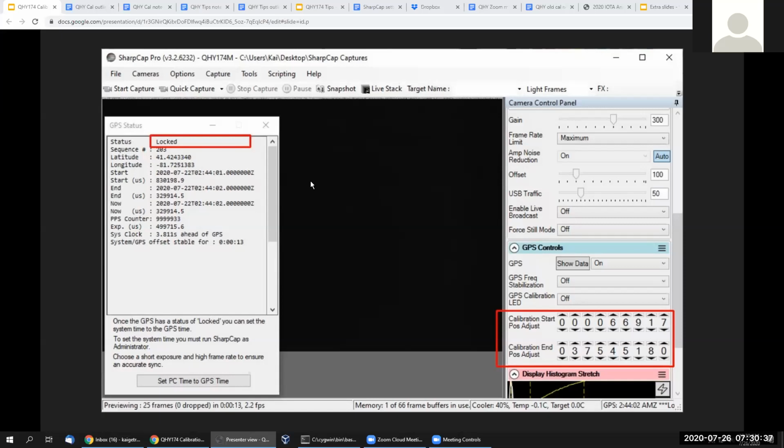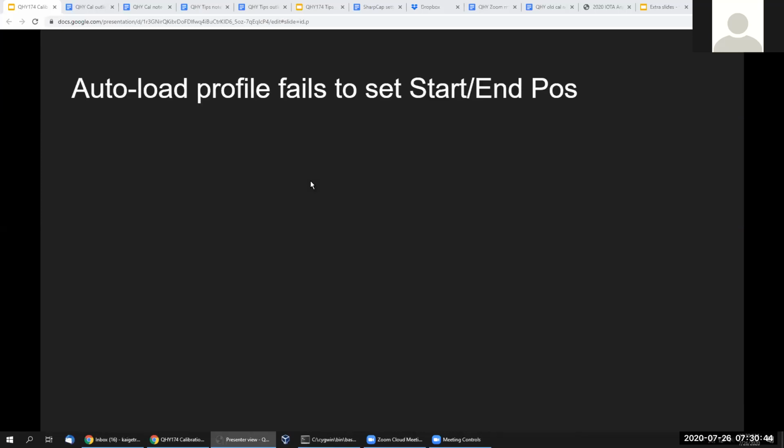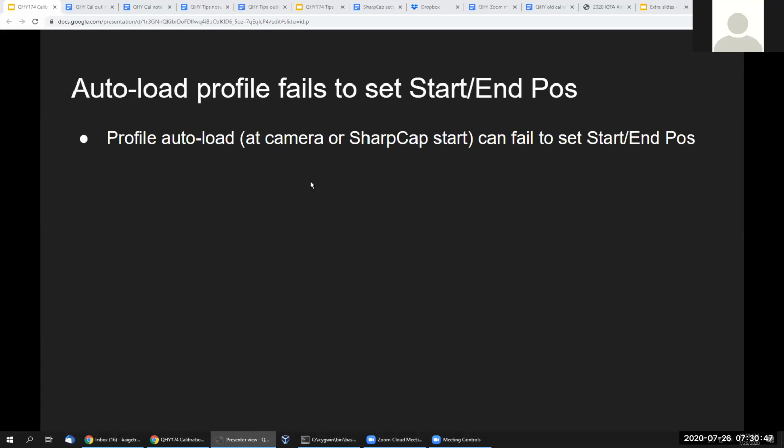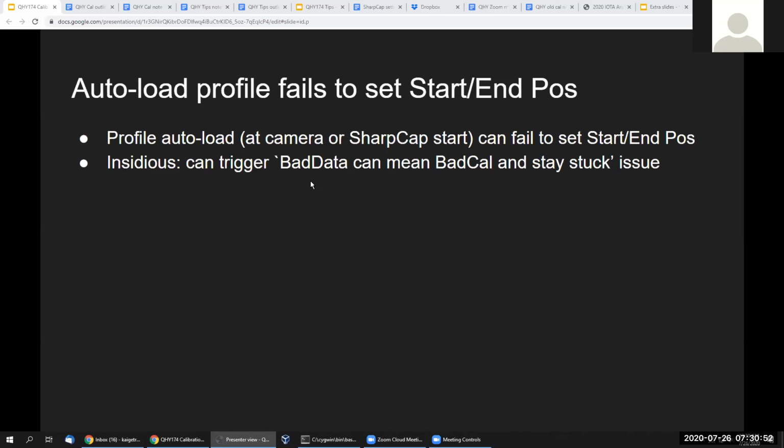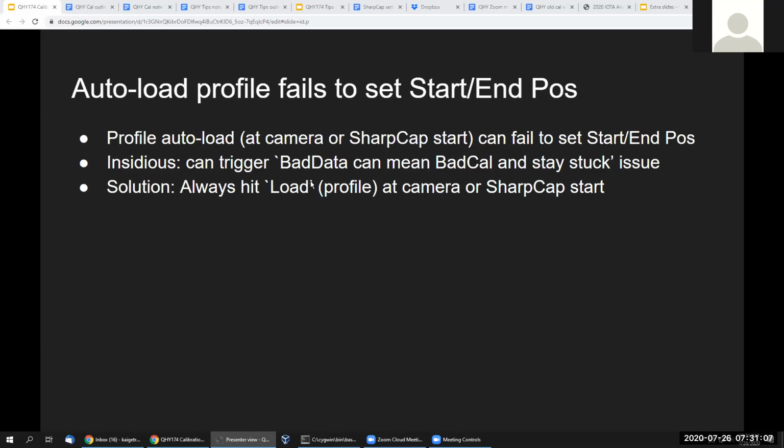So again, we have procedures to fix this, but this one was totally insidious because it's like three things happening at once. Okay, so to summarize, you can't trust the profile auto load to set your calibration settings, and it's insidious because you can end up with a calibration problem on a calibrated profile, but it won't even tell you that you're having a calibration problem. Okay, really insane. So the solution: just hit load profile. When the thing starts up automatically, don't trust auto load, hit load profile.